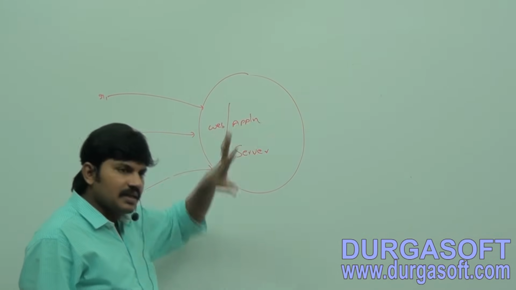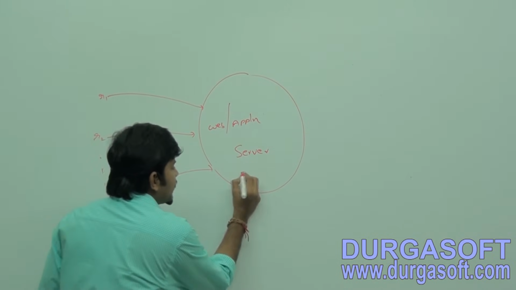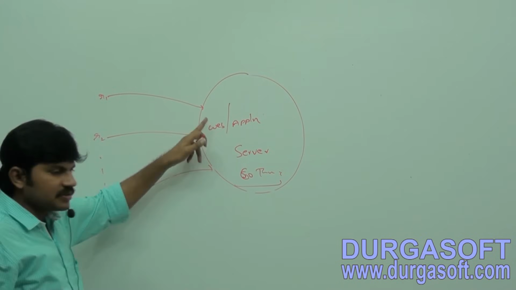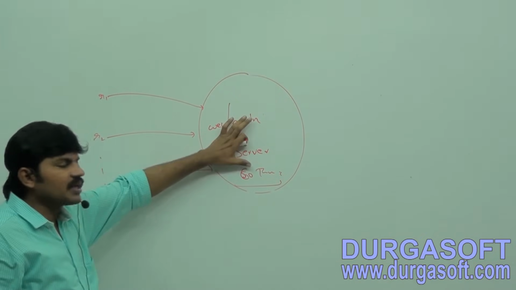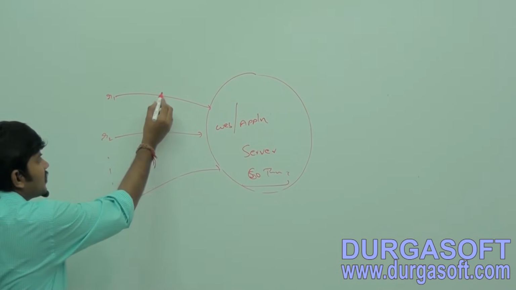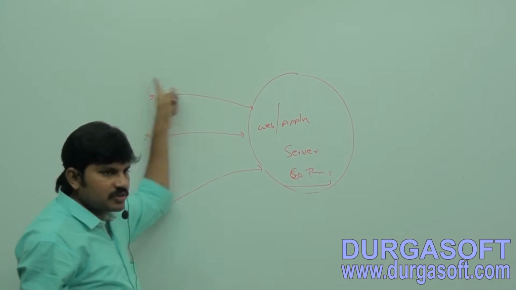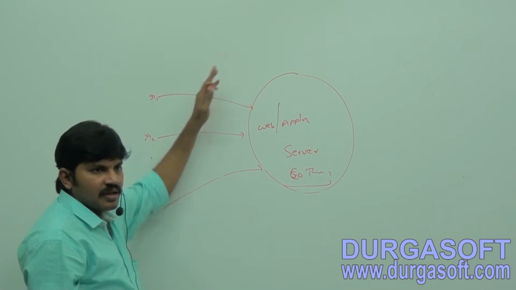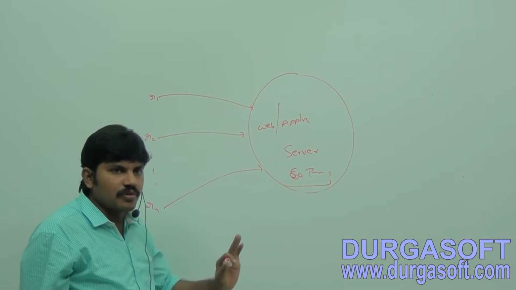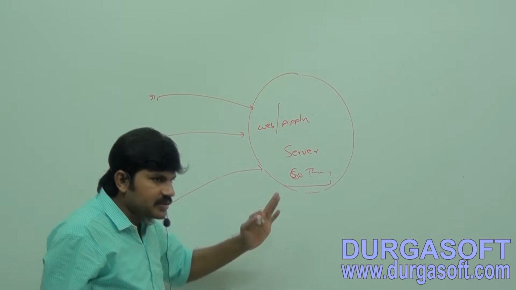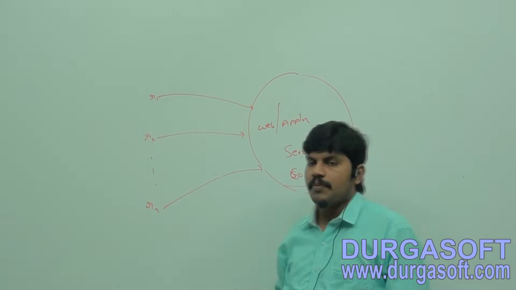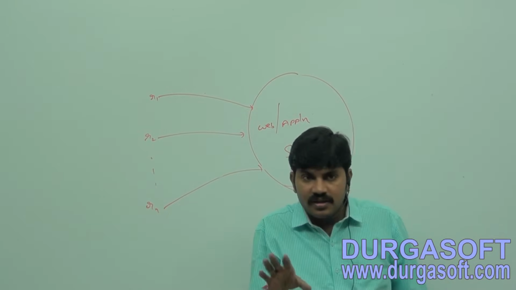Every server internally maintains multiple threads, 50 or 60 threads. For every request, the web container is going to create or associate a separate thread to process that request. For the first request, the first thread takes care; second request, second thread; third request, third thread. All these threads execute simultaneously, so all these requests are processed simultaneously. Are you getting the concept or not?